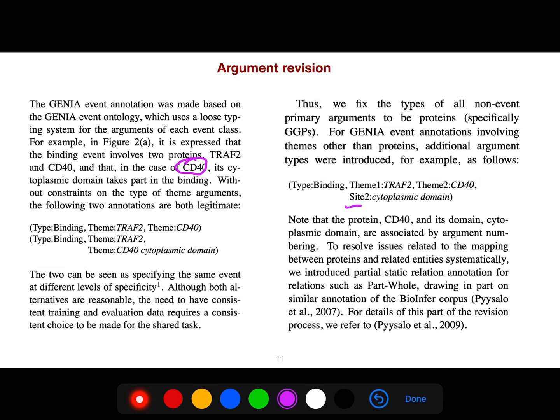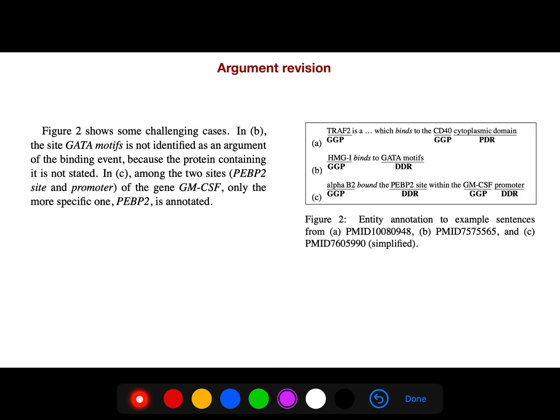For example, site, theme 1, theme 2. The CD40 protein and its domain are associated by argument numbering. To resolve issues related to the mapping between proteins and related entities, we systematically introduce partial static relation annotation for relations such as part-whole, drawing in part on similar annotation of the BioNLP corpus. So this is an entity annotation for example sentences.